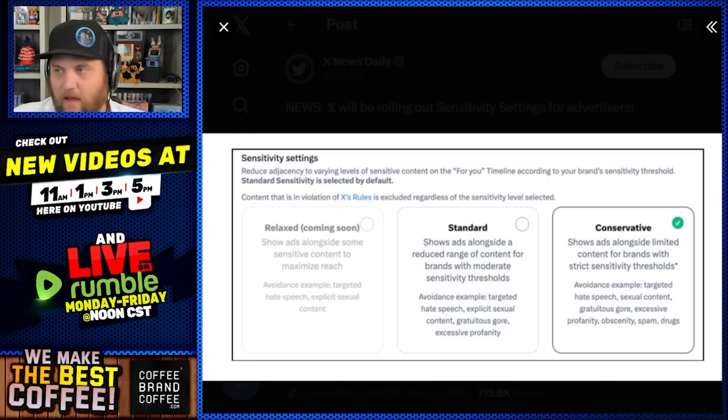And then the standard ad shows alongside a reduced range of content for brands with moderate sensitivity threshold. You avoid targeted hate speech, spicy content, or excessive profanity. Essentially, everyone's going to pick one of the first two. Then relaxed, which isn't open yet, essentially more maximum reach, but still ruling out hate speech or spicy content.